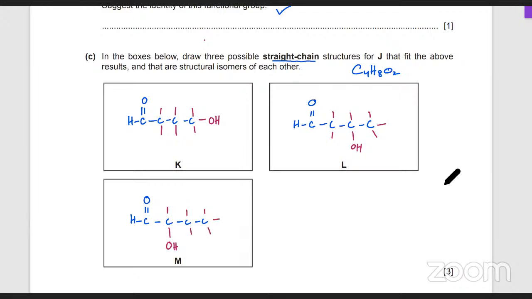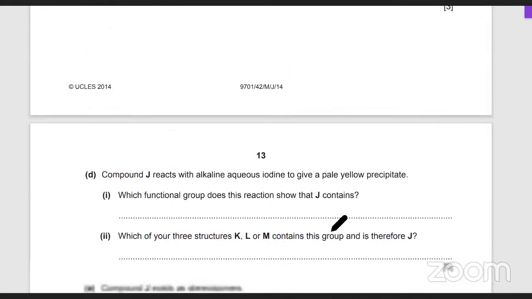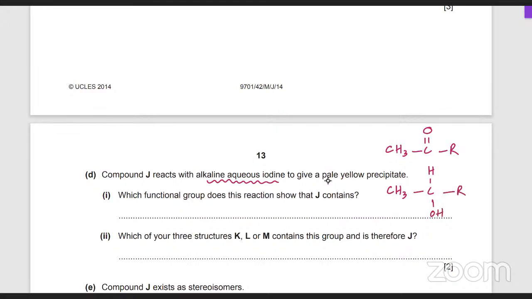ठीक है, वो खुद ही लिख लेना. अच्छा, now the next part is compound J reacts with alkaline aqueous iodine to give a pale yellow precipitate. So who reacts with iodoform test? क्या होता था, iodoform test was you either need a methyl with a carbonyl group, or you need methyl with CHOH. In both cases, the methyl will break off and it will form a yellow precipitate of CHI3. और वो जो दूसरा part है ना, that would turn into a carboxylic acid.